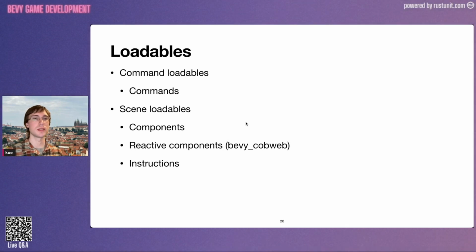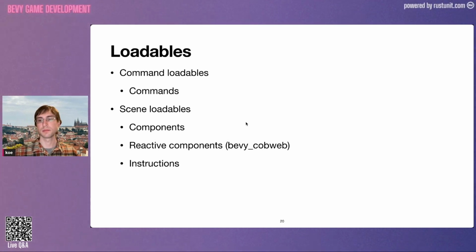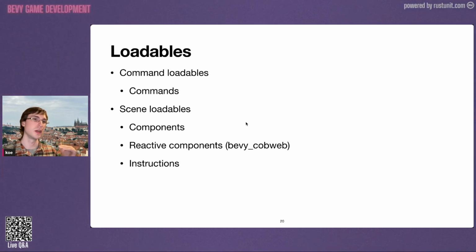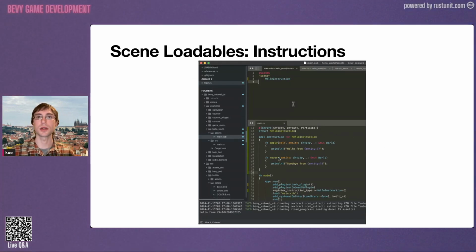And the final loadable is the instruction, and the instruction is a trait that you implement to get the entity command like mutability. And sometimes you actually implement instruction for components. If, for example, you want the component to be animatable, then you have to implement instruction, because instruction is a type bound on the animation stuff that I have. Here's an example instruction. So we have to apply the instruction, and then we have to be able to revert the instruction whenever it's hot reloaded. And then finally, you have to register the loadable with what kind of loadable it is.